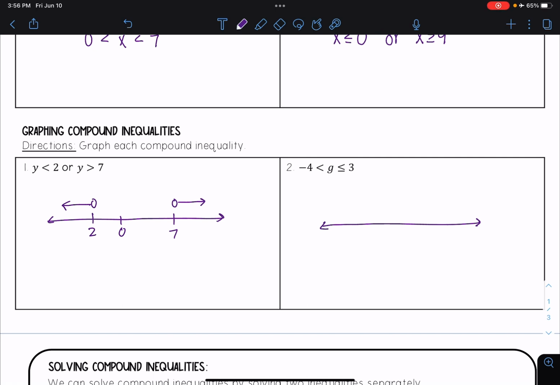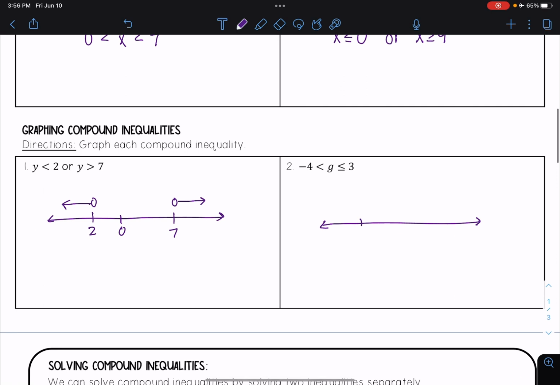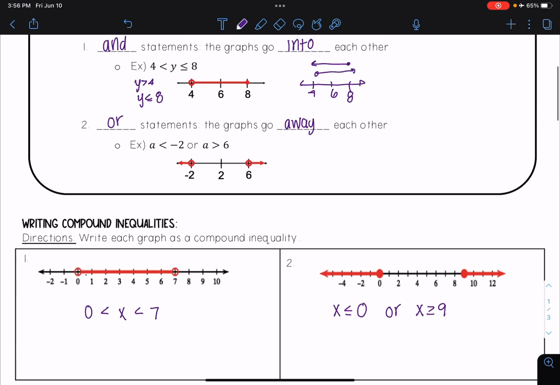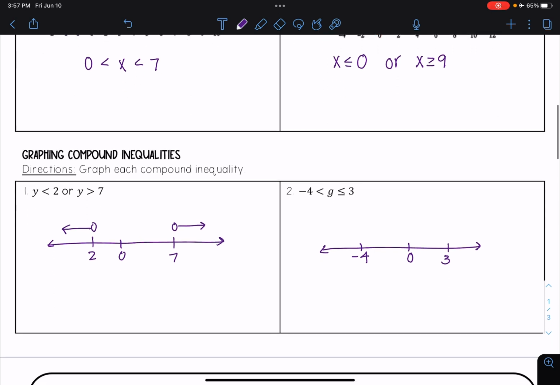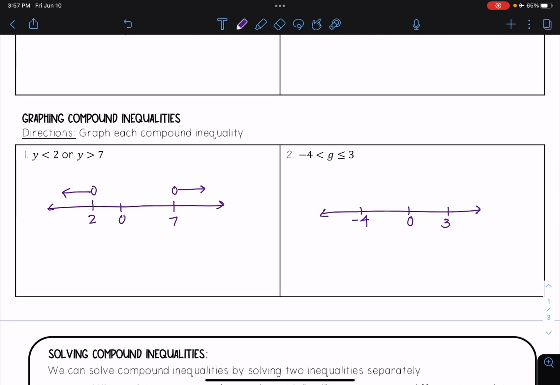Now for this last one, I have -4 is less than g is less than or equal to +3, sorry. And so here I have that and compound inequality. And we learned that these always go into each other. So instead of drawing the 2 like I did in this example here, I'm just going to draw my endpoints and then I'm going to connect them with a line. So at -4, I have a strictly less than, so that means it's going to be an open circle. At 3, I have a less than or equal to, so that means that's going to be a closed circle. And then I'm going to draw a line between.